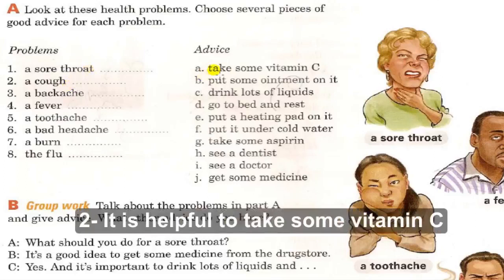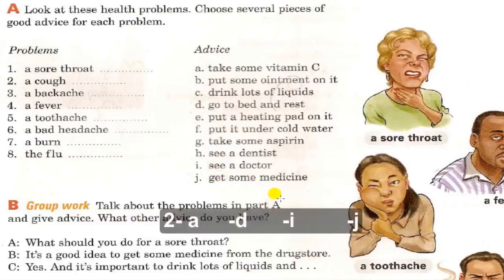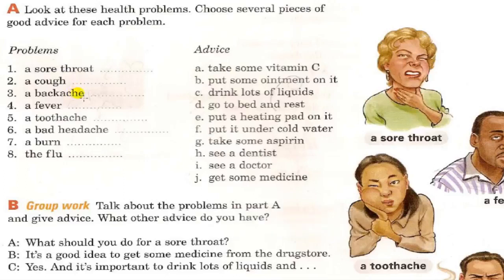A. It's helpful to take some vitamin C. D. It's important to go to bed and rest. I. It's important to see a doctor. J. It's a good idea to get some medicine. A cough: A, D, I, J. A backache.